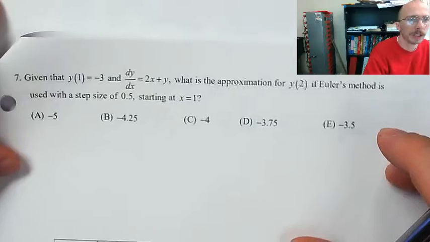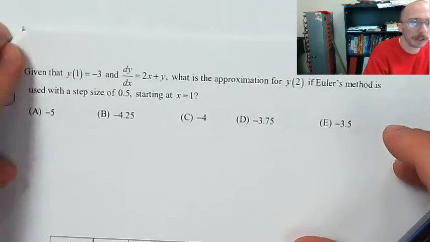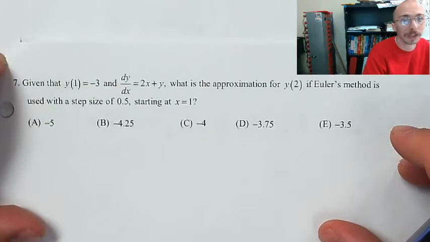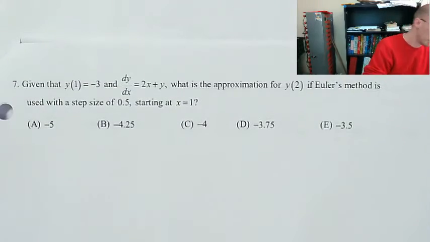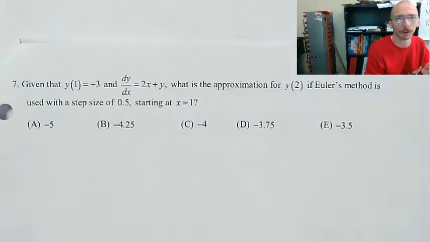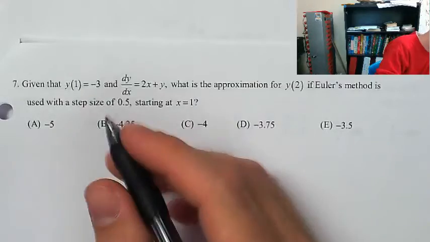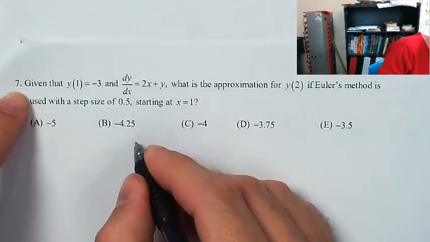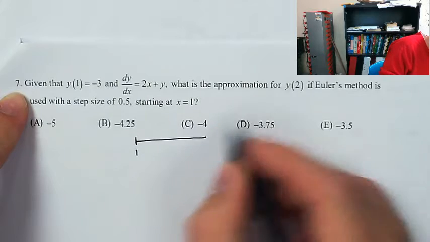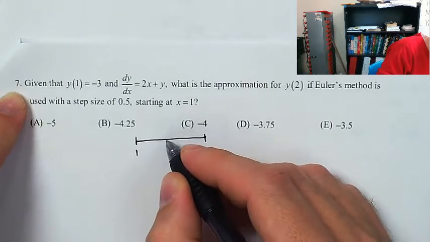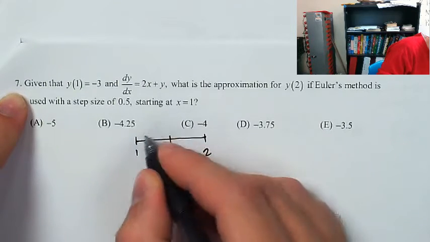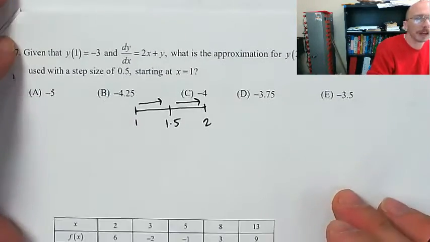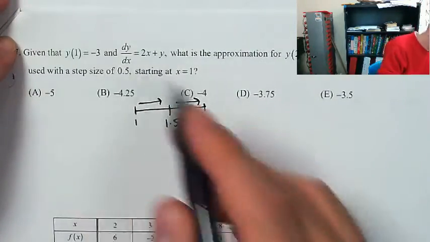Number 7. Given that y of 1 is negative 3 and dy dx equals 2x plus y, what's the approximation for y of 2? You may have done this problem recently, but I'm going to assume that you haven't. I think this is one that I may have put on the homework for Euler method, especially because it's a released exam. Okay, starting at x equals 1, approximating y of 2 using a step size of 0.5, that means I'm going to be taking 2 steps, each with a step size of 0.5. Okay, I've got my equation for the slope, I've got a point, I'm ready to go.